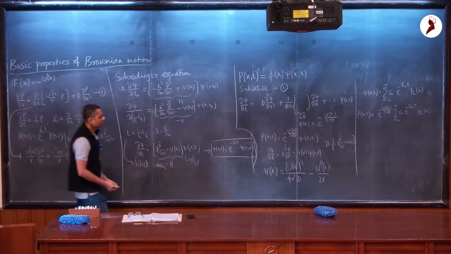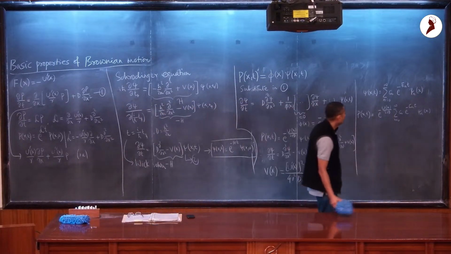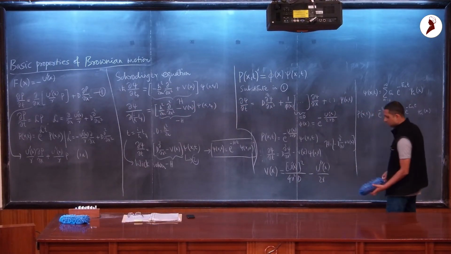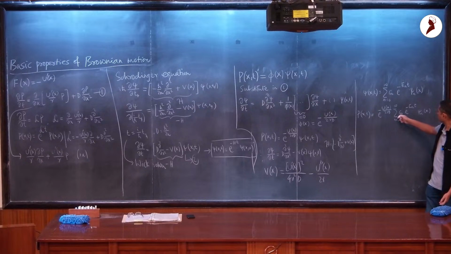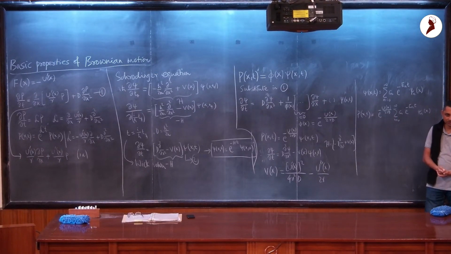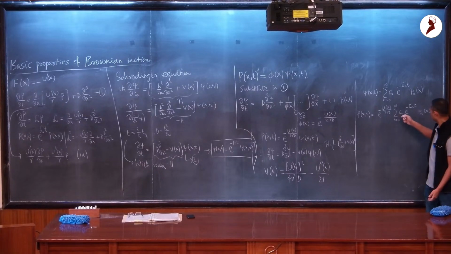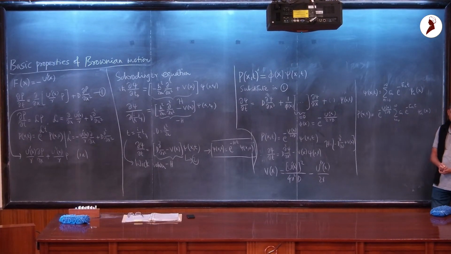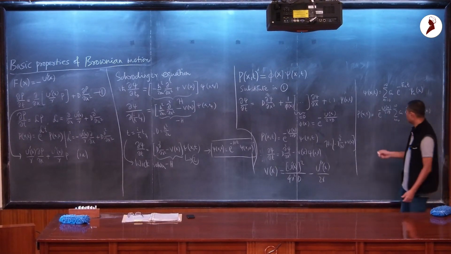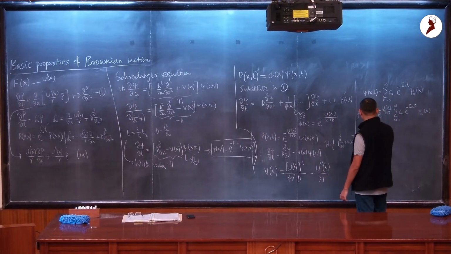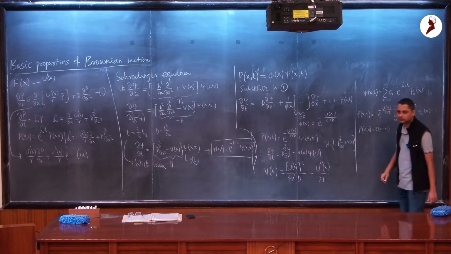So P of x is this. We still need to determine these coefficients. Suppose we start with an initial condition that at t equal to 0 your particle is at some position x0. So let's assume that P of x, 0 is delta of x minus x0.